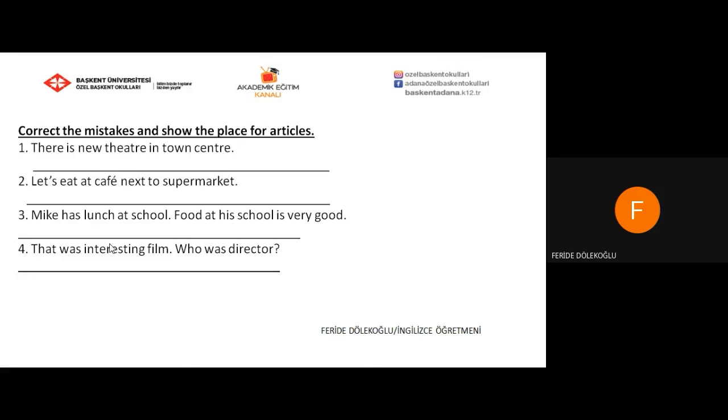There's new theater in town center. The correct sentence is: there's a new theater in the town center. Second, let's eat at a cafe next to a supermarket. The correct sentence is: let's eat at the cafe next to the supermarket, because we are talking about a specific cafe. Mike has lunch at school. Food at his school is very good. The first part is correct, so the second sentence should be: the food in his school is very good.